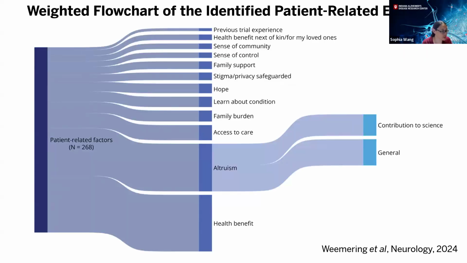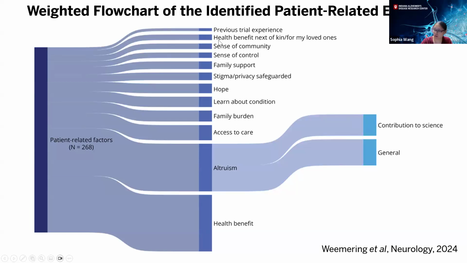So I thought this is a really nice weighted flow chart. And you can see here that they looked at about 268 patient-related factors. And what really stood out as to why people from a patient-related standpoint would participate in a study was, not surprisingly, altruism was a big one. And the other one was health benefit. And the altruism fell into two categories: contribution to science and general.